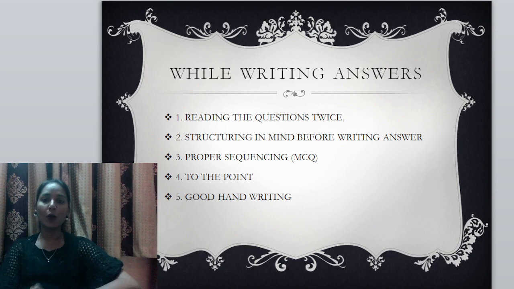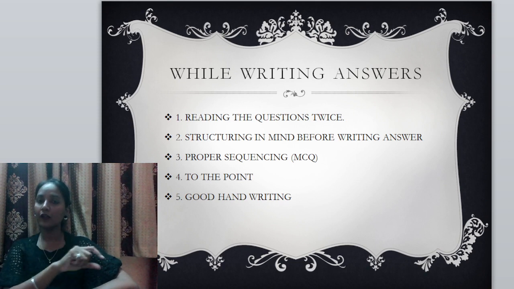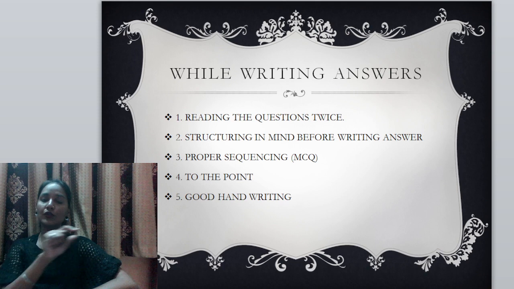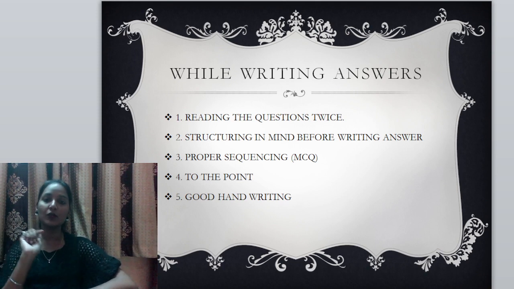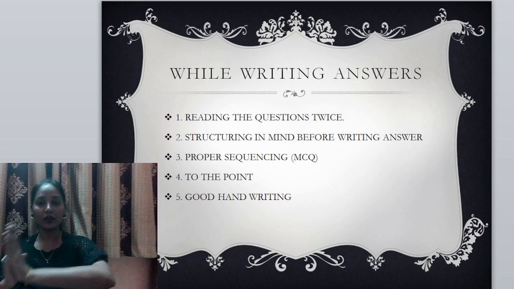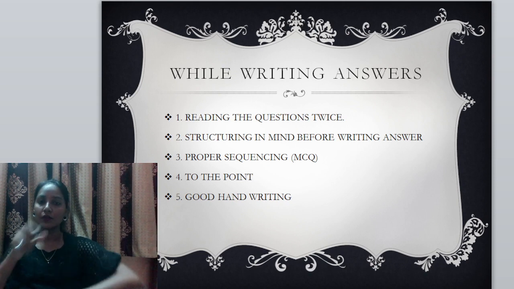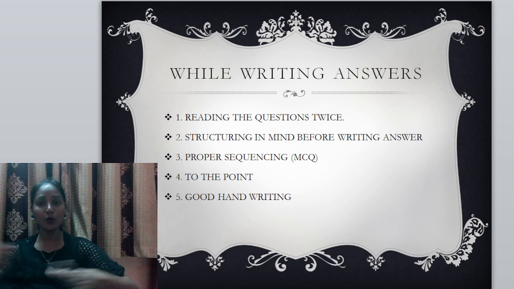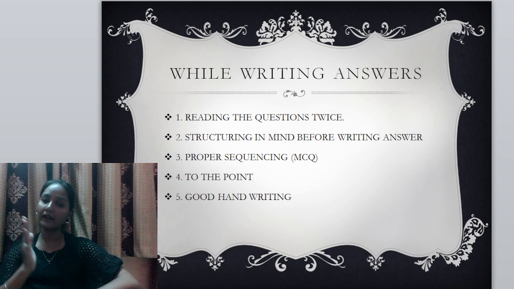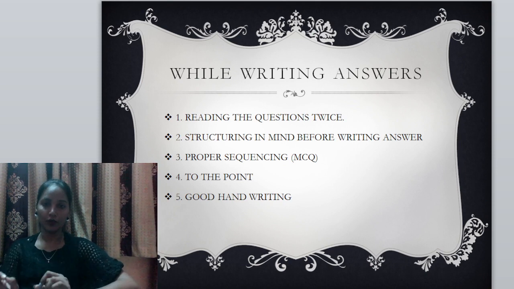The next is proper sequencing. This I'll suggest for MCQs: if you're writing the answer to question number 2, then write 2 and then write whichever correct option is there. Suppose the correct option is B, whatever the option is, that you have to write. So sequencing should be proper. Then the answer should be up to the point. If the question is asked for 2 marks, don't write so many points in that. Whatever is asked, write that much only. You have to write the answer to the point, and handwriting should be good.